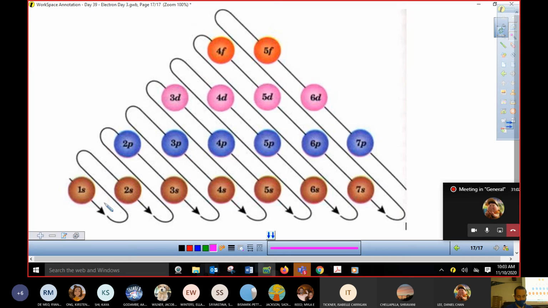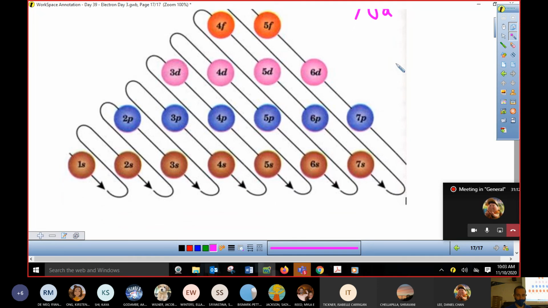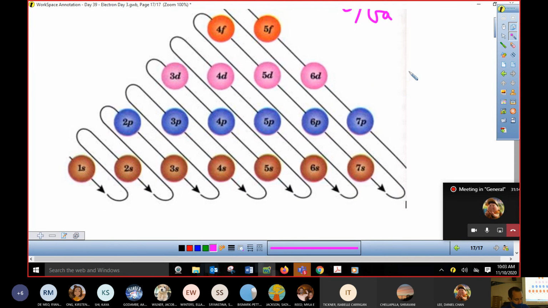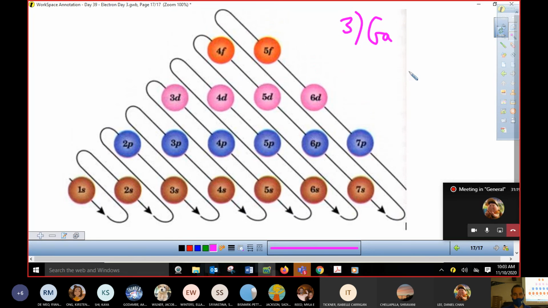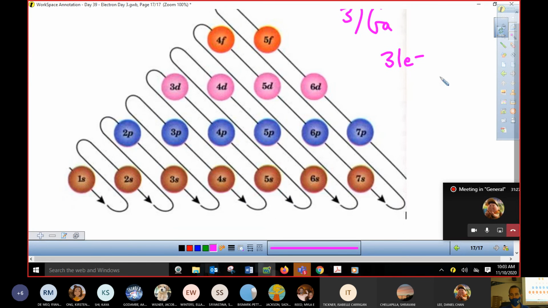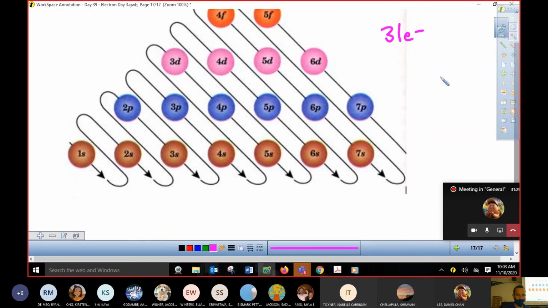So let's look at number 3 at the bottom. It says, write the longhand, that just means your normal configuration, for gallium. Example 3 says, write the electron configuration for gallium. The first thing I do is look at the periodic table and ask, how many electrons does gallium have? Well, gallium is element 31. So gallium has 31 protons, 31 electrons. So we need to find the locations of gallium's 31 electrons.